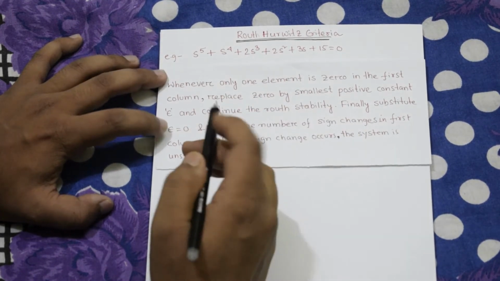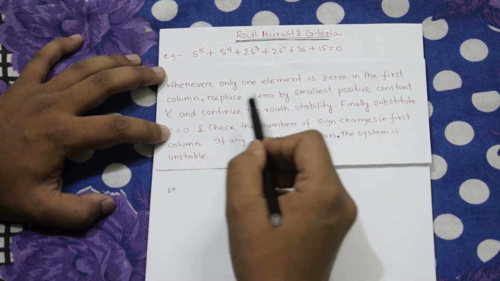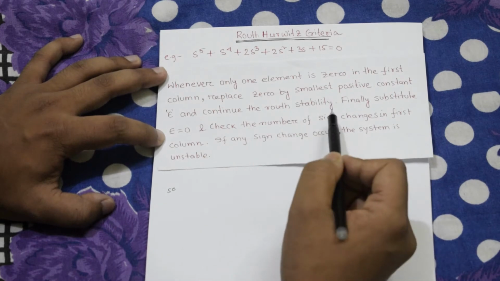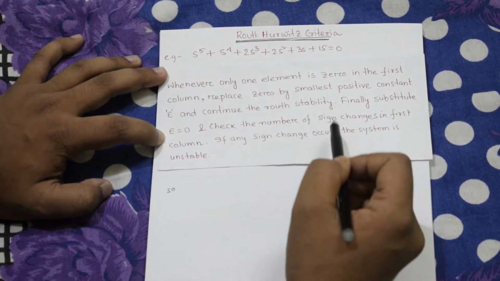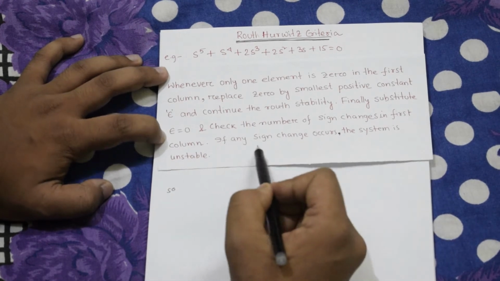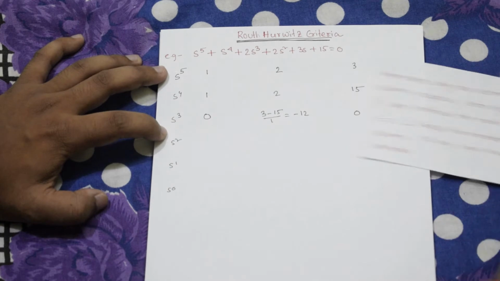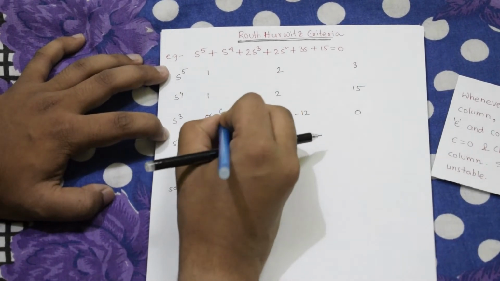Now we have to know one rule. Whenever only one element is 0 in the first column, replace 0 by the smallest positive constant epsilon and continue the Routh stability. Finally, substitute epsilon equal to 0 and check the number of sign changes in the first column. If any sign change occurs, the system is unstable. So if any 0 is present in the first column, we have to replace it by epsilon.